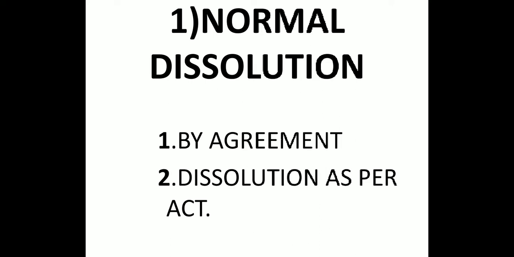Dissolution as per contract is dissolution of a partnership firm on the basis of a predetermined contract between the partners. Simply speaking, if there is any sort of contract among the partners, then at the end of that contract, the dissolution of the partnership firm will take place.